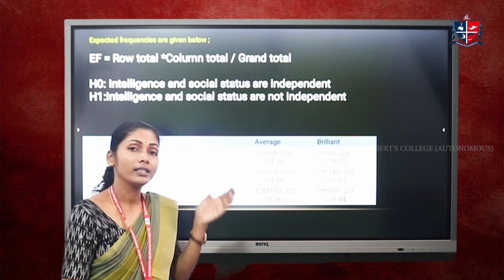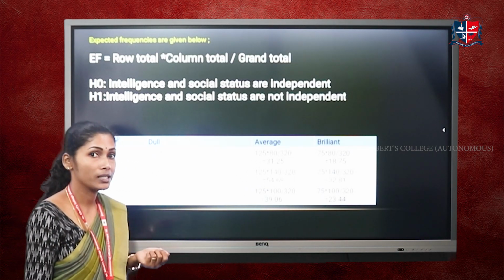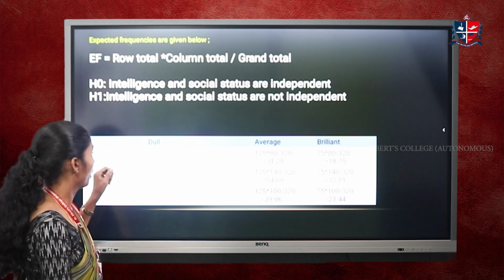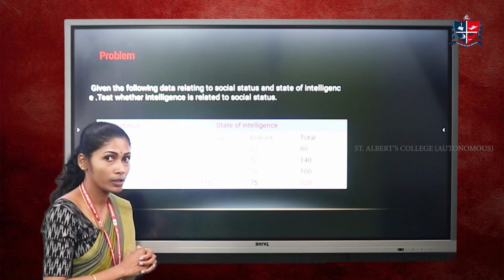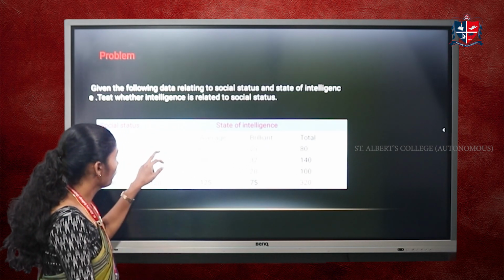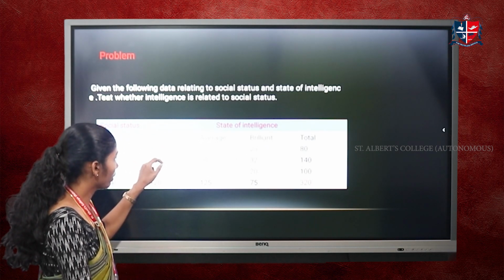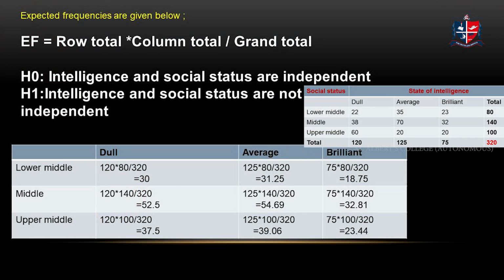Okay. And the next step is to find out the expected frequency with the help of this equation. We must compute the expected frequencies of each cell. First of all, we want to calculate the expected frequency of this cell. Here the column total is 120 and the row total is 80. The grand total is 320. So, we can compute the expected frequency of this cell as 120 into 80 divided by 320.